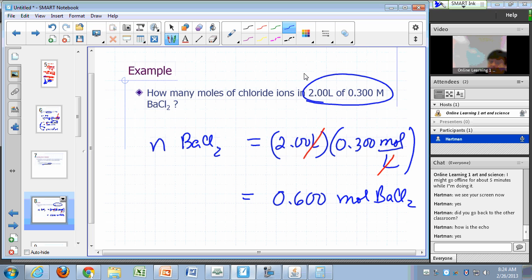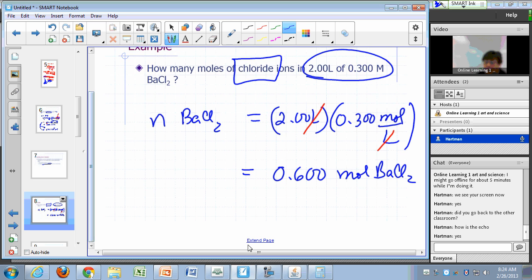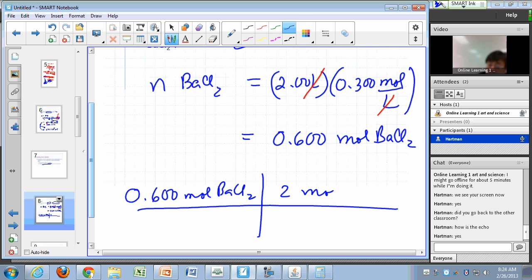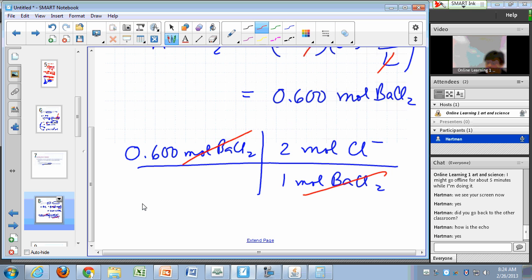Okay, now we're interested in chloride ions. So what would you have to do? You do one more step. You change moles of barium chloride to moles of chloride ions. So 0.600 moles of barium chloride multiplied by 2 moles of chloride in 1 mole of barium chloride. So you would expect twice as much chloride, and the answer here is going to be 1.20 moles of chloride.